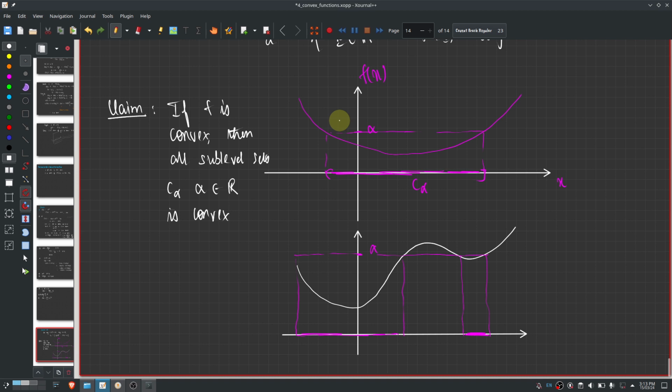But can I claim the converse? Suppose I have a given function and all sublevel sets happen to be convex. Then can I claim that the function is convex? So this statement is fine, right? If f is convex, then all sublevel sets are convex.